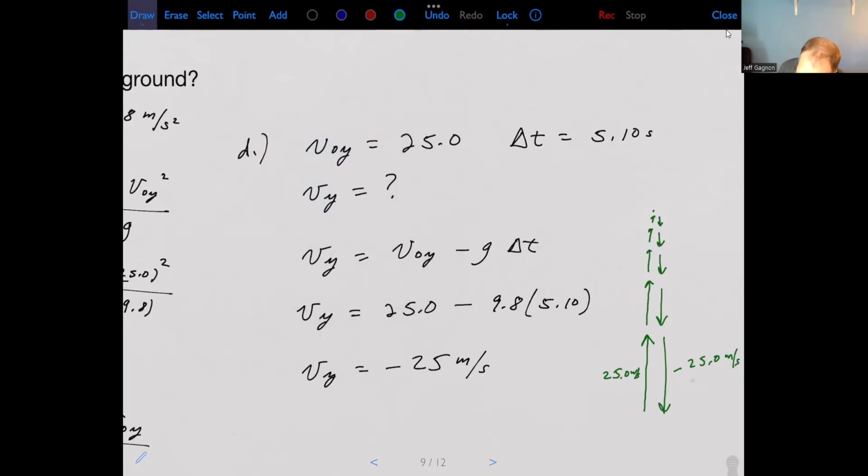So basically the speeds are the same, right? Remember, speed doesn't care about direction. So the speed of the ball when it left the person's hand is 25, and the speed right before it hits the person's hand is also 25. But the velocities are opposite of each other, right? The initial velocity is positive 25. The final velocity is negative 25 meters per second. Okay.